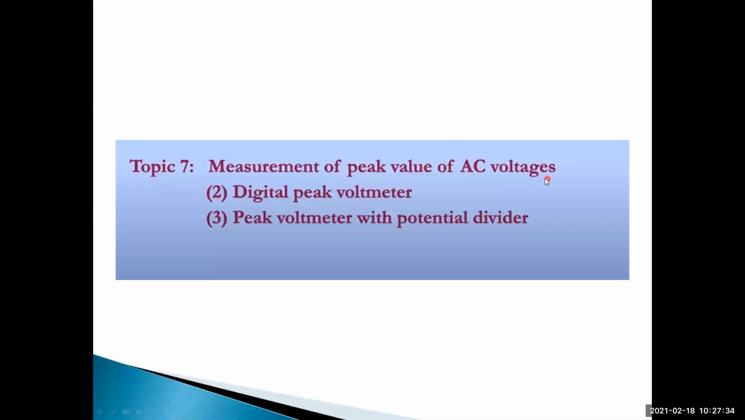Measurement of peak value of AC voltages using digital peak voltmeters and a peak voltmeter with potential divider. We have to discuss these two concepts: first, the digital peak voltmeter, and second, the peak voltmeter with potential divider. I think you already studied the potential divider, resistive potential divider and capacitive potential divider. Same concept here also. But here you have to measure using a digital peak voltmeter and a peak voltmeter with potential divider.